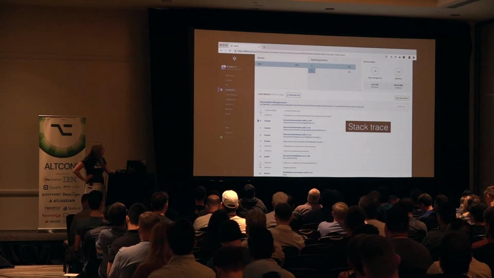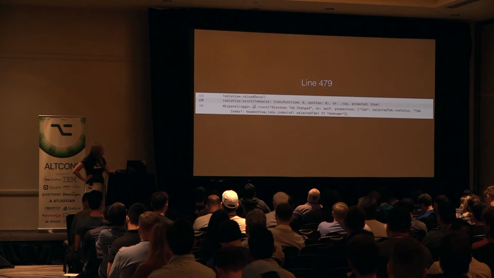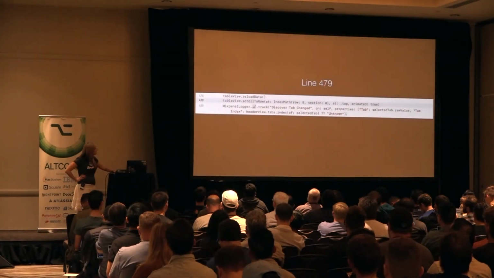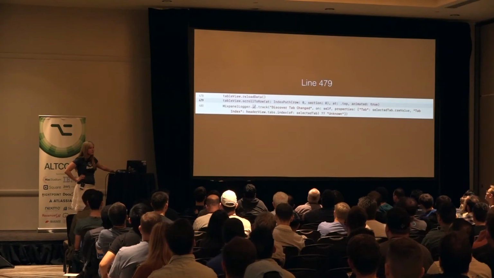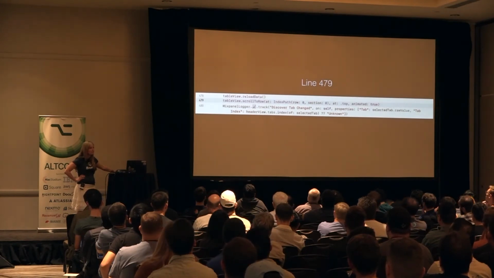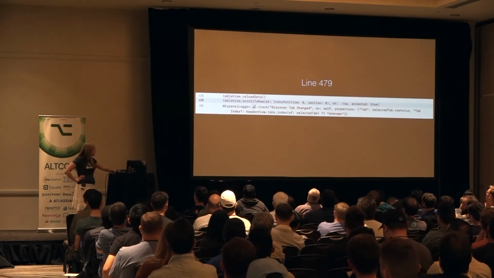So able to identify the line number and where it's crashing. Here's the code, here's the line. Does anyone spot what the error is, why it might be crashing? It's something I mentioned earlier. It's one of the 4 common crashes. Scroll to row. Yeah, so it's this scroll to row and index path.